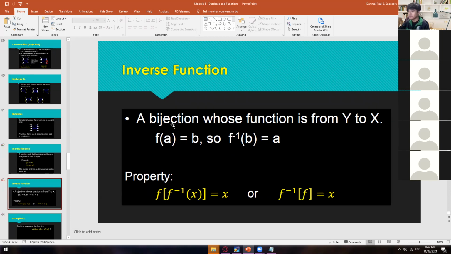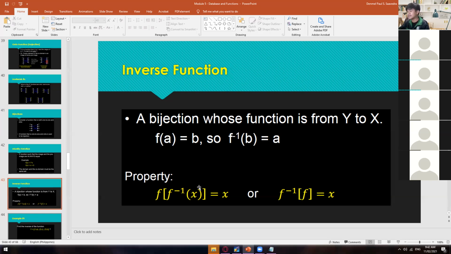We also have the inverse function, wherein your x will become y, your y will become x. So a bijection whose function is from y to x, okay? That is why it's called inverse, because supposedly this one is from x to y, but in inverse, it's the opposite. It's now from y to x. We have this example, f of a is equal to b. If you're going to do the inverse of this one, your inverse function will interchange, okay? So here is your function, which is your b, and then it is now equal to your a. Basically, your pre-image becomes your image, and your image becomes your pre-image, vice versa, to go back to its original function.